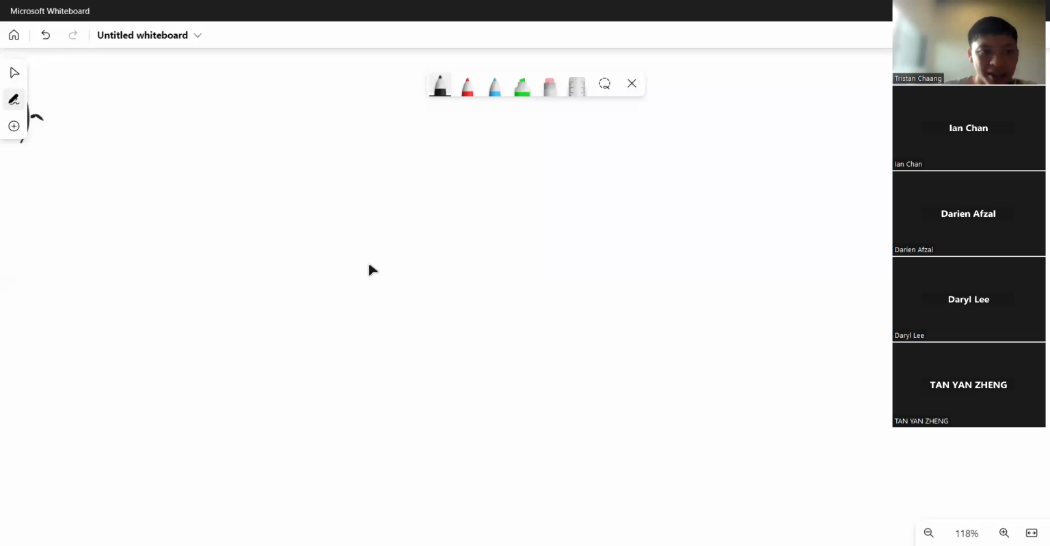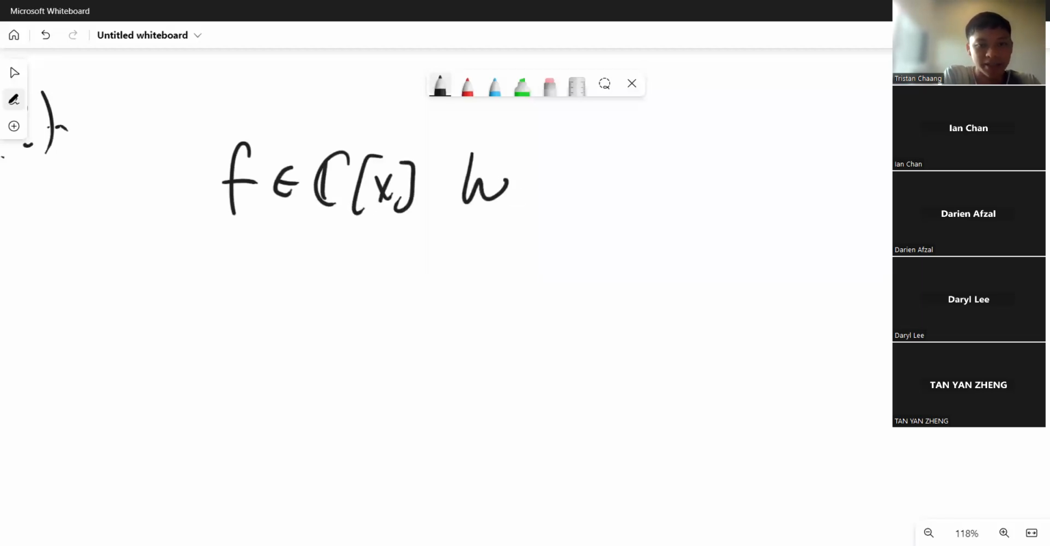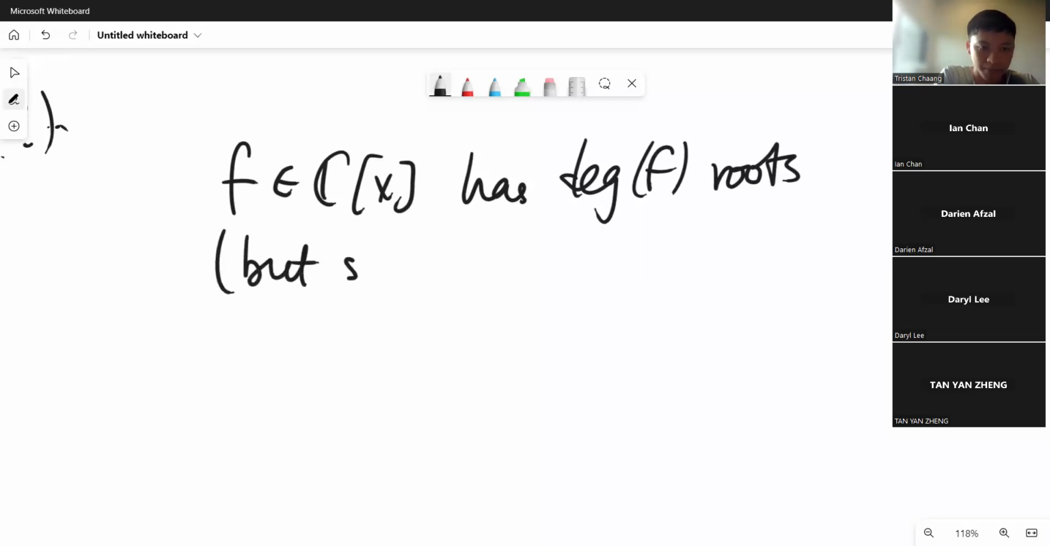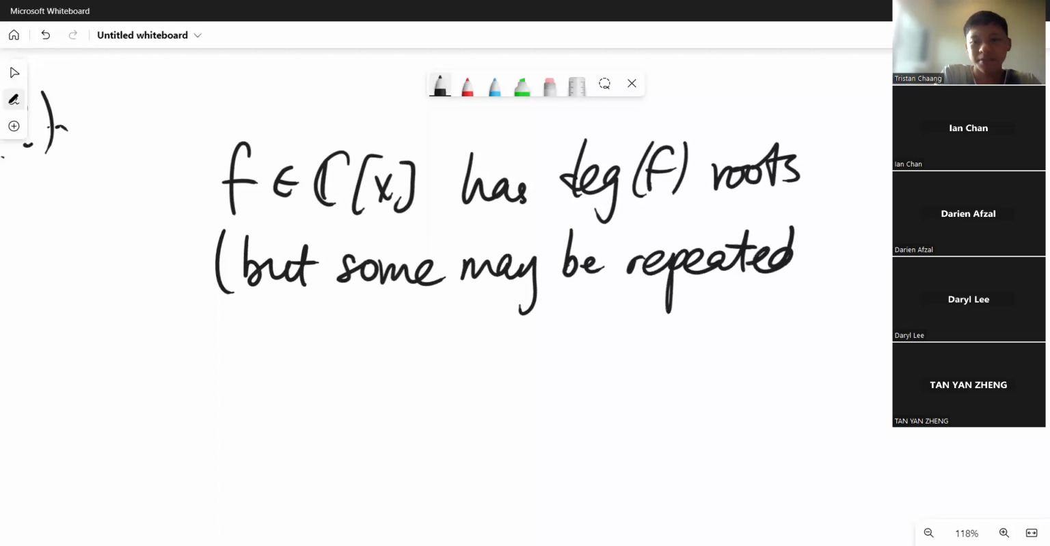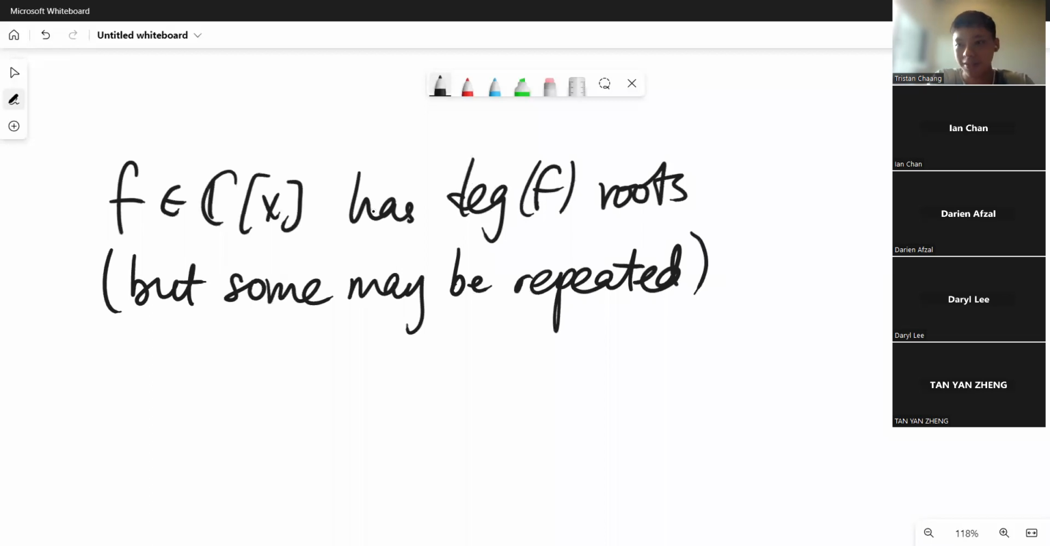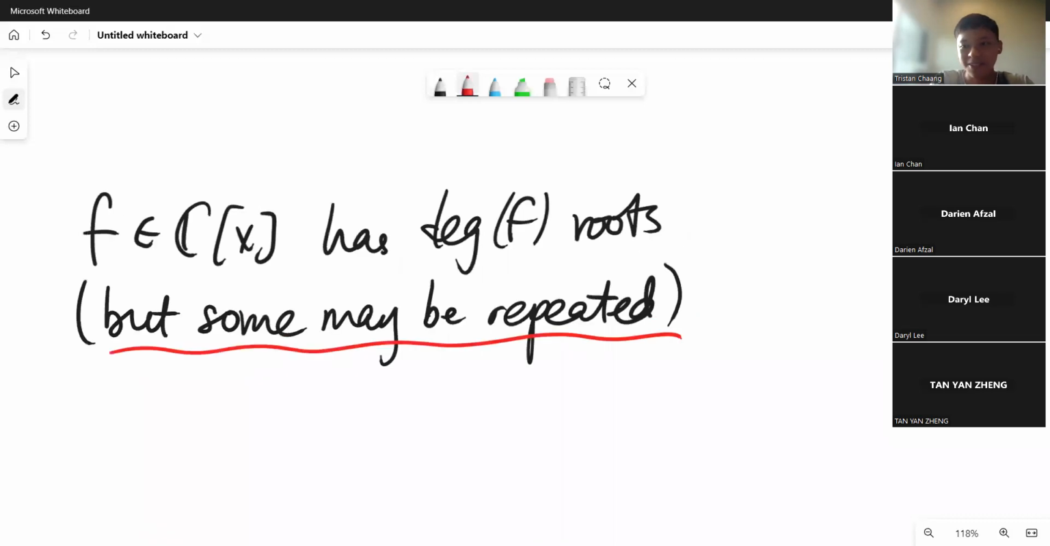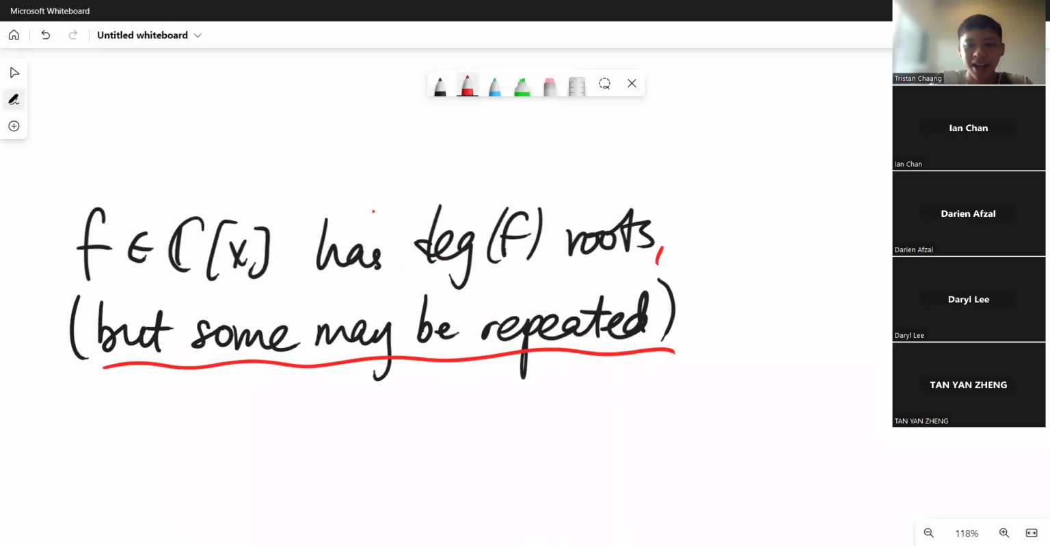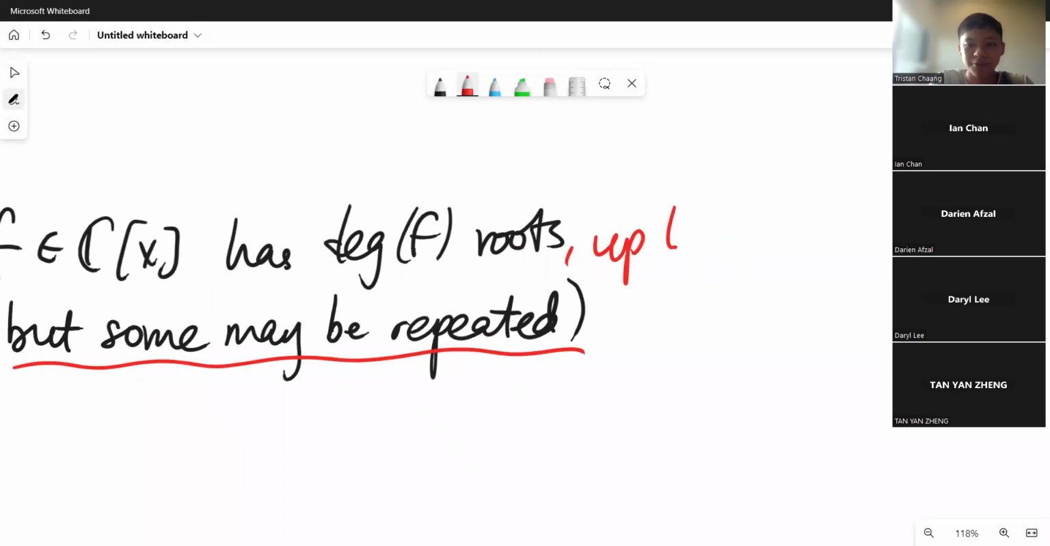That tells us that any complex polynomial has n roots. So I mean degree of f number of roots. But some may be repeated. Right? It doesn't stop us from saying there's an x minus 1 times x minus 1. Mathematicians will just replace this phrase and say "up to multiplicity."